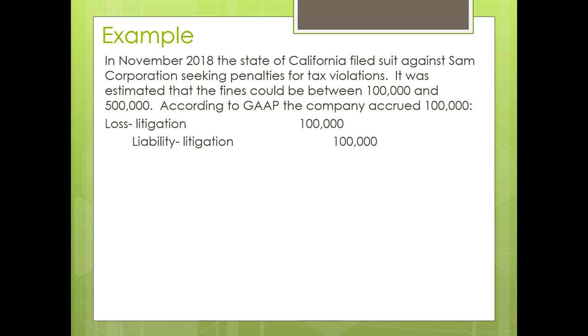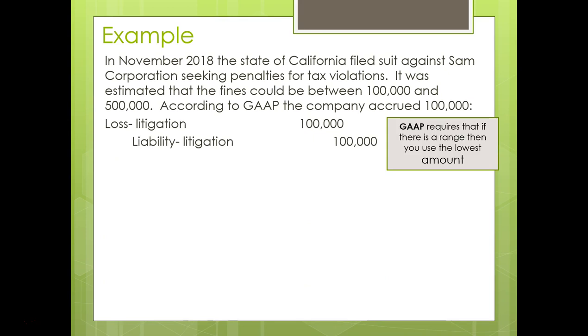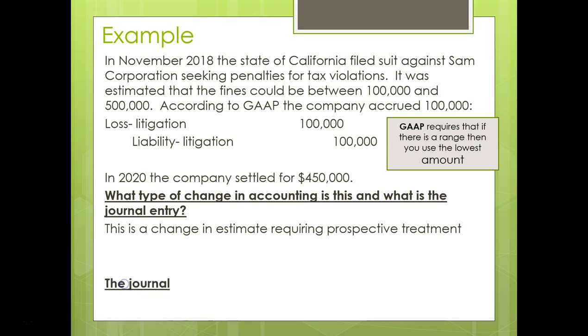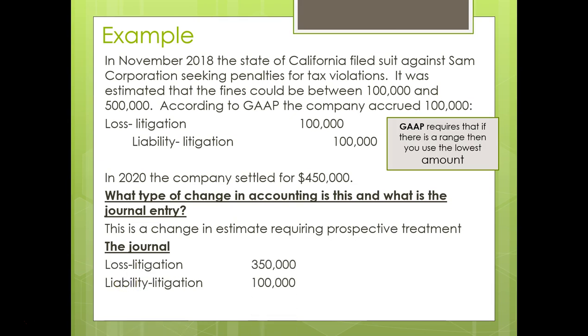So this would be the journal entry that you would make. Now, in 2020, the company settled for 450. What type of change? This is a change in estimate requiring prospective treatment. We would take our litigation liability off the books. We would book a loss, and then, of course, we'd pay it. Now, we have one more example.